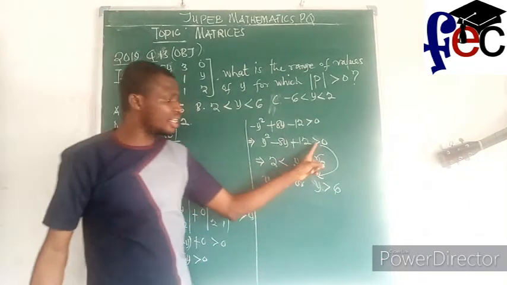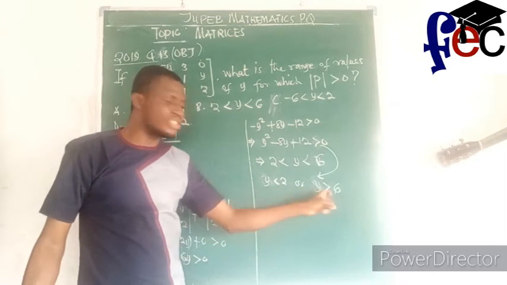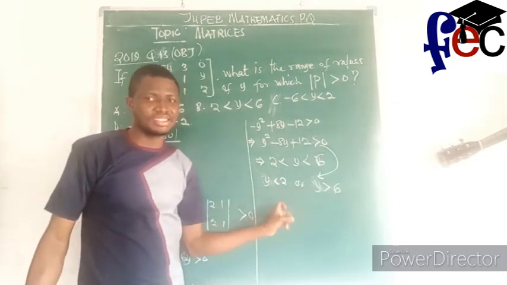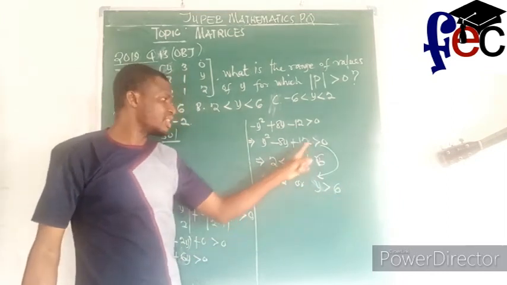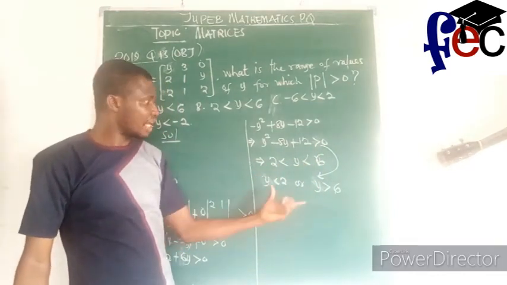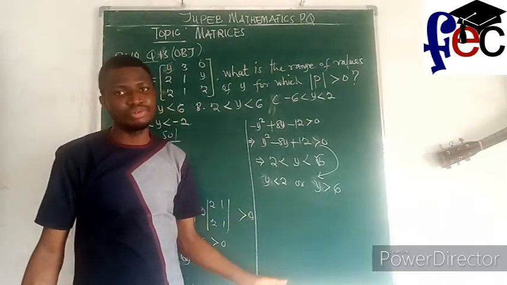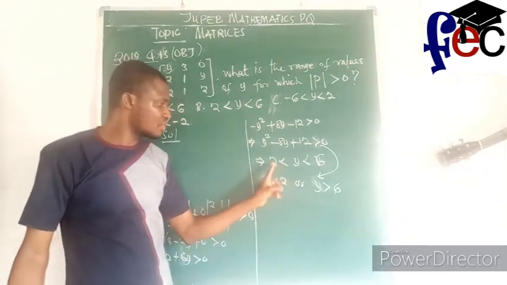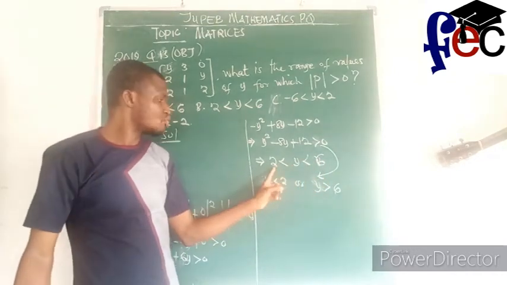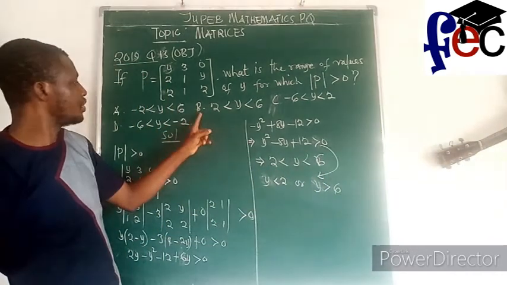If it were to be greater than 0, that means the result of this will never intersect. But if it is less than 0, you always have your answer this way. That's why I can see that this is not here. So they have even made the work easy for you. The result is going to be 2 less than y less than 6, which is option B.